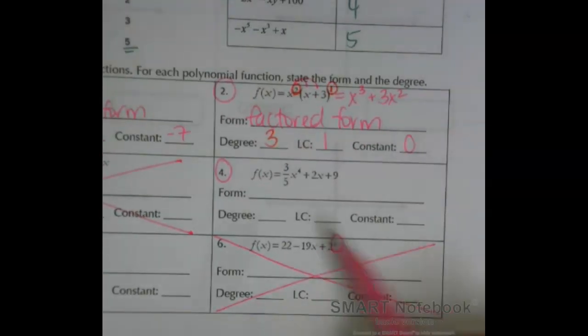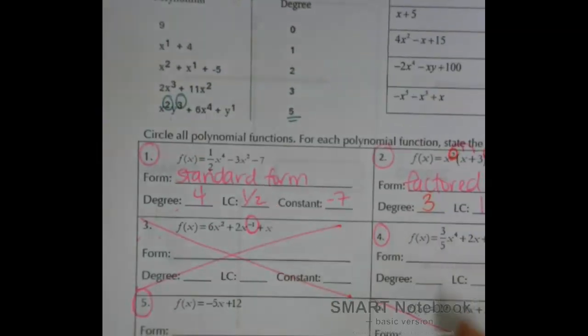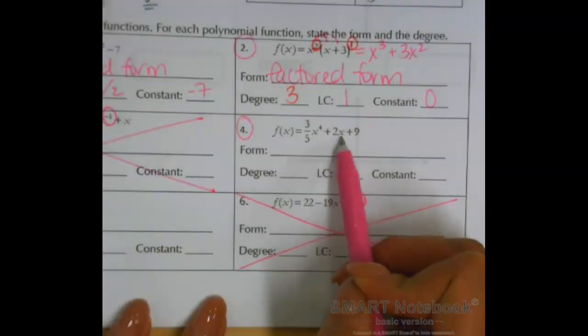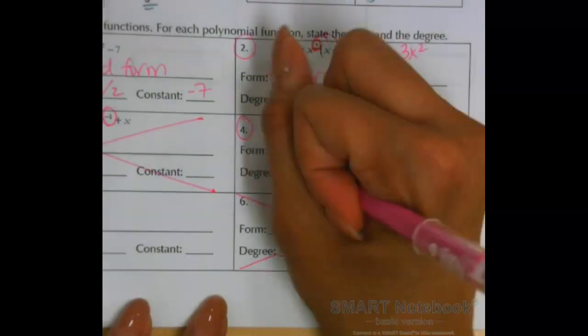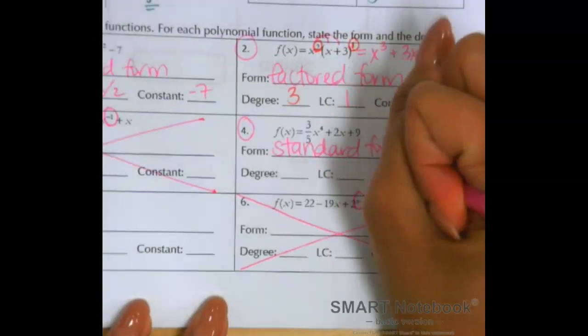Andrea, for question 4, what form is this in? No, it's not factored. Standard form. It's literally highest exponent and then it counts down. Here's the highest exponent, 4. It goes to 1, which is the next highest exponent. You're okay. And then the 9 is just a whole number. So this is in standard form.